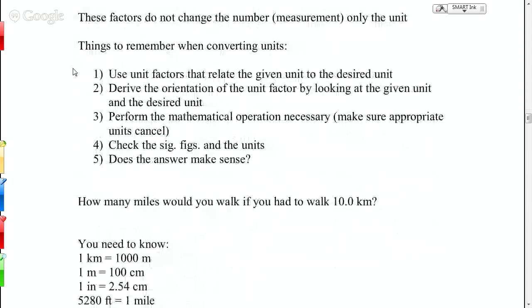So, a couple of things to remember when you convert units. First, we need those unit factors, those things that tell us how many of this is in one of this. Google is great for that, by the way. Anybody ever tried that? Google will always tell you these things. You can type in how many ounces are in a pound, and it'll just come up and tell you 16. So that's a good reference. You're going to figure out how to put the stuff together, do the math, and then check the significant figures.